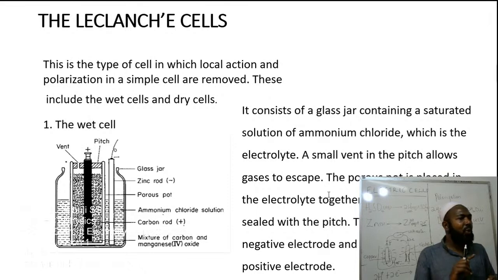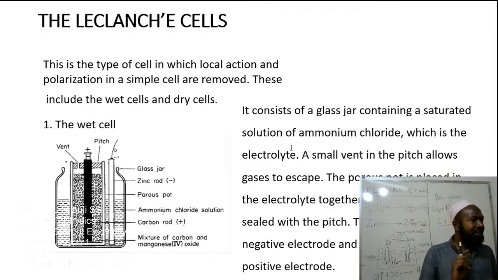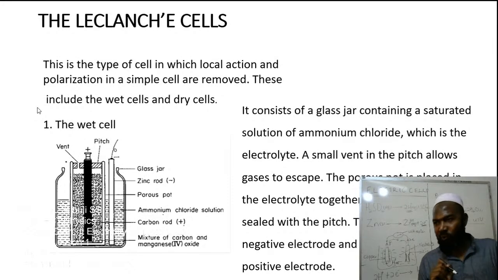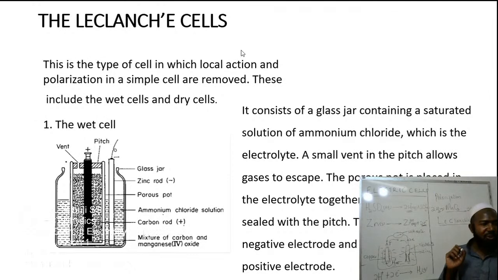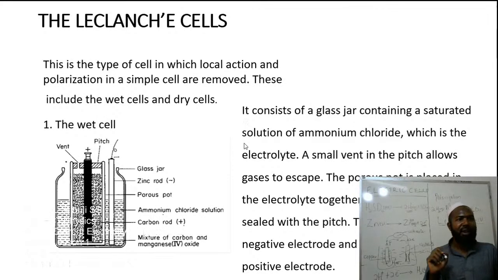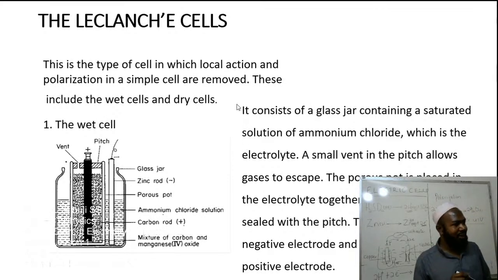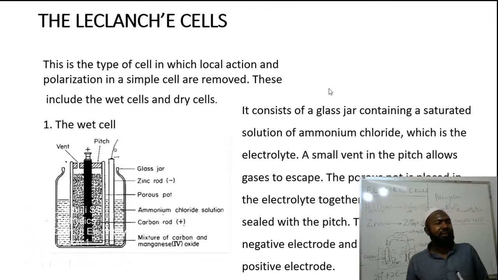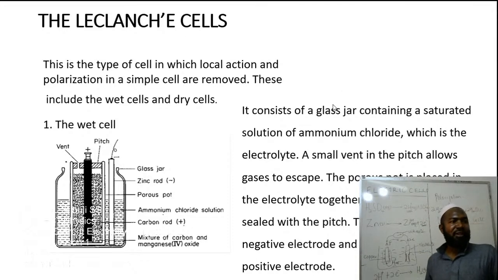Now, there are two types of Leclanché cells, the wet cell and the dry cell. So it is Leclanché who invented the dry cell, but he did not begin with the dry cell. He began with the wet cell. These days, wet cells are not common because they were phased out by the same person who made them. But you may not understand how we come about a dry cell when you don't know the wet cell.